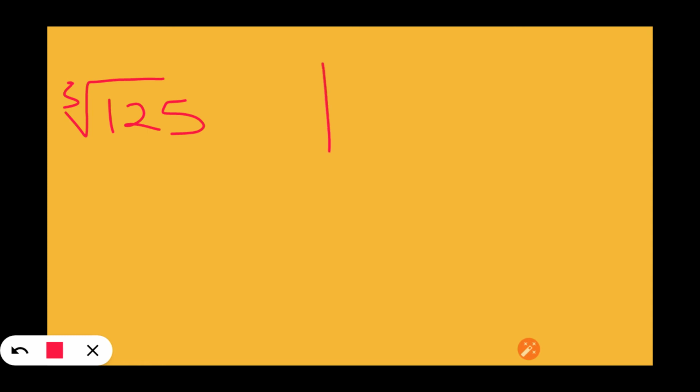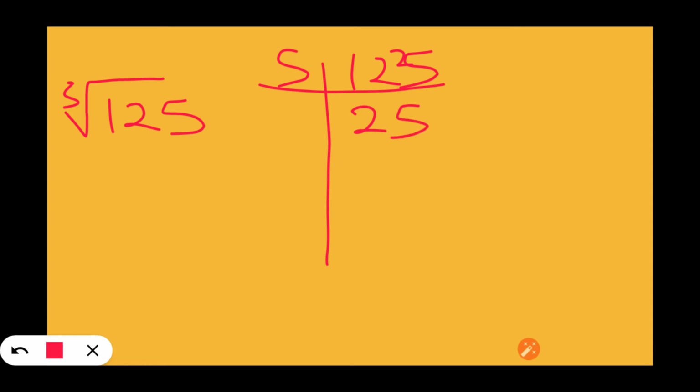So I'll come down here, 125. I'm going to be using a prime number to divide this. And the prime number that can divide 125 is 5. Good. 5 into 12 is 2. Remaining 2. I put my remainder here. This makes this number become 25. 5 into 25 is 5. I also use 5 again. 5 into 25 is 5. And 5 into 5 is 1.